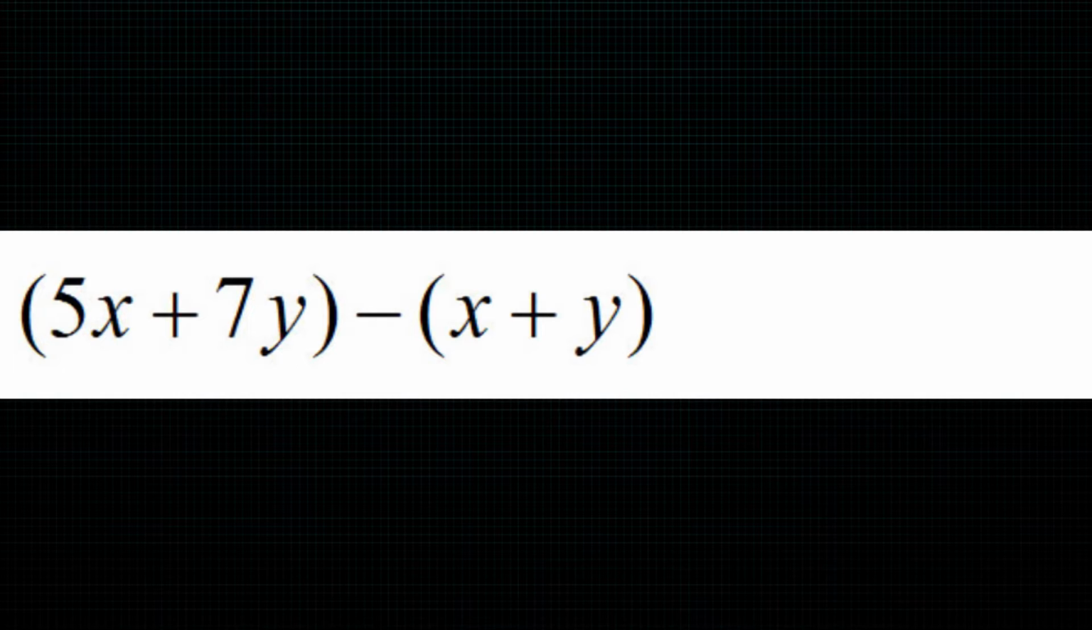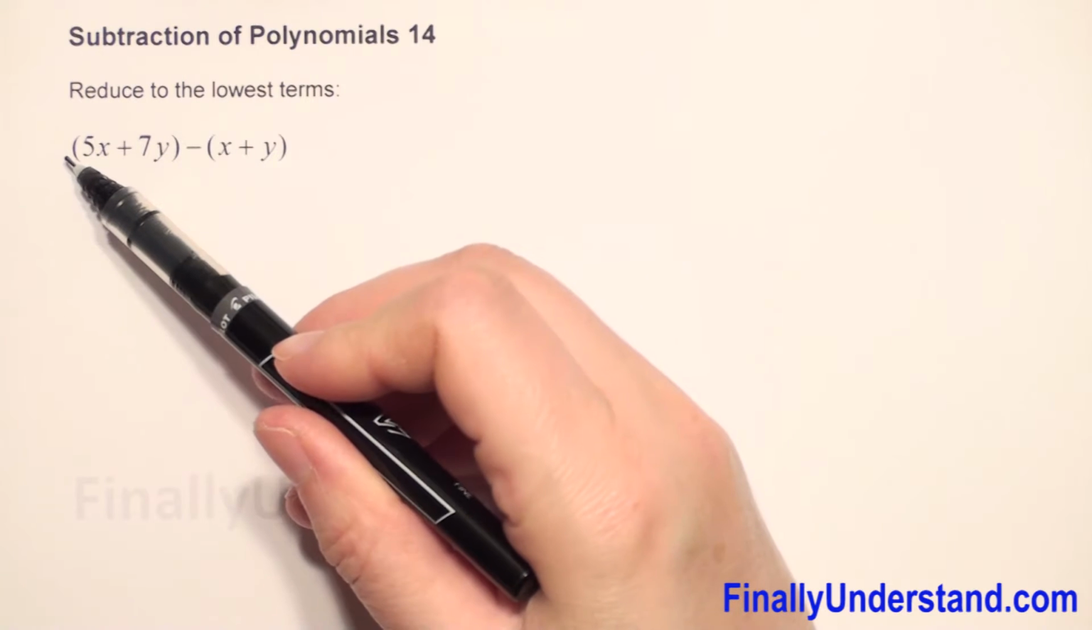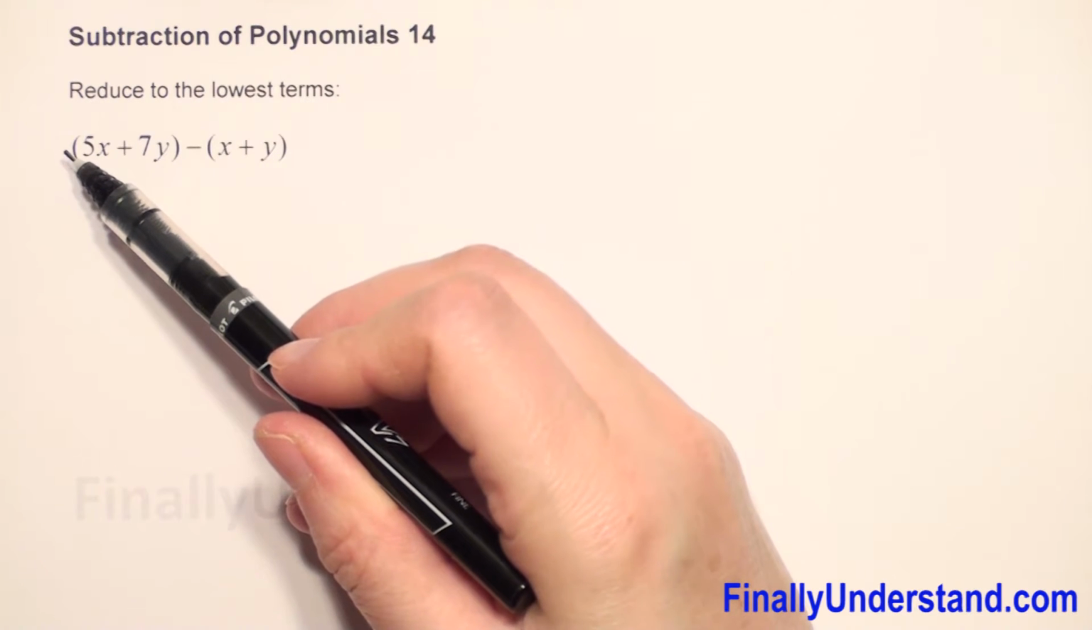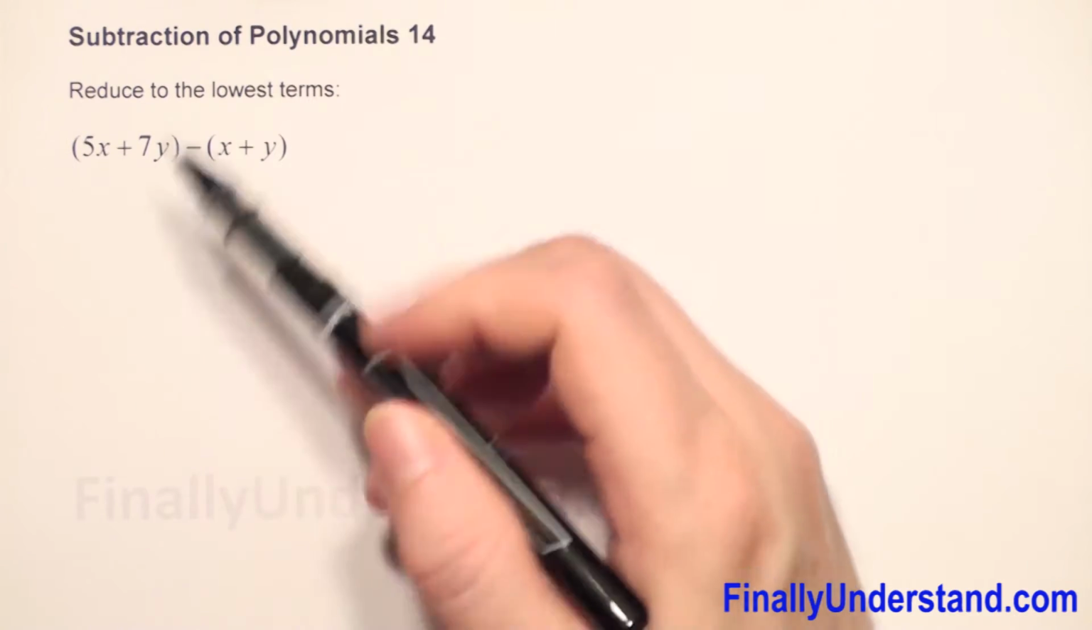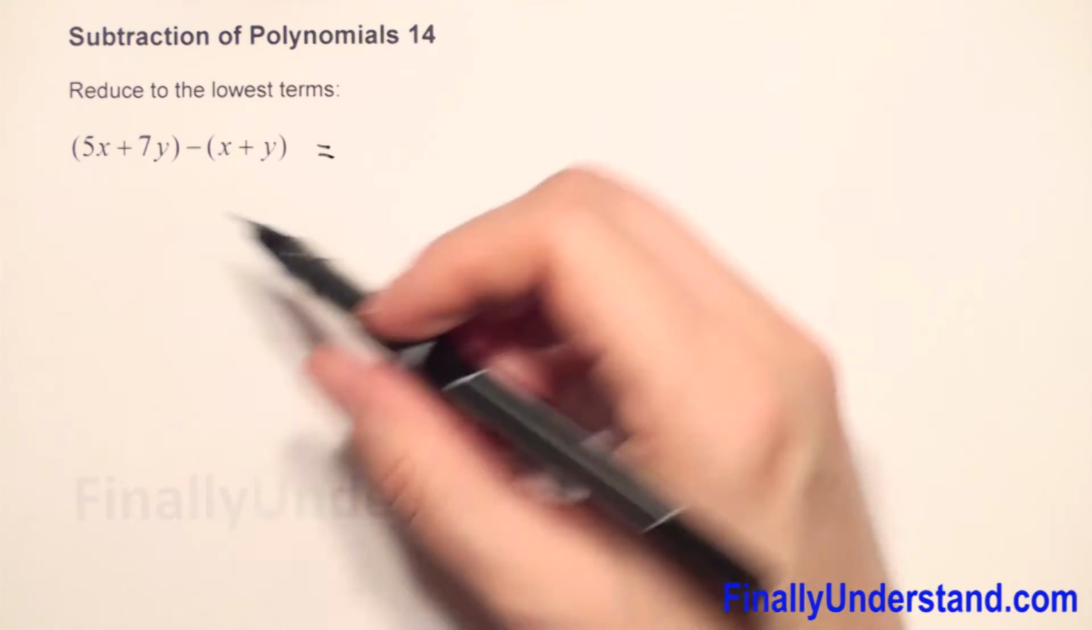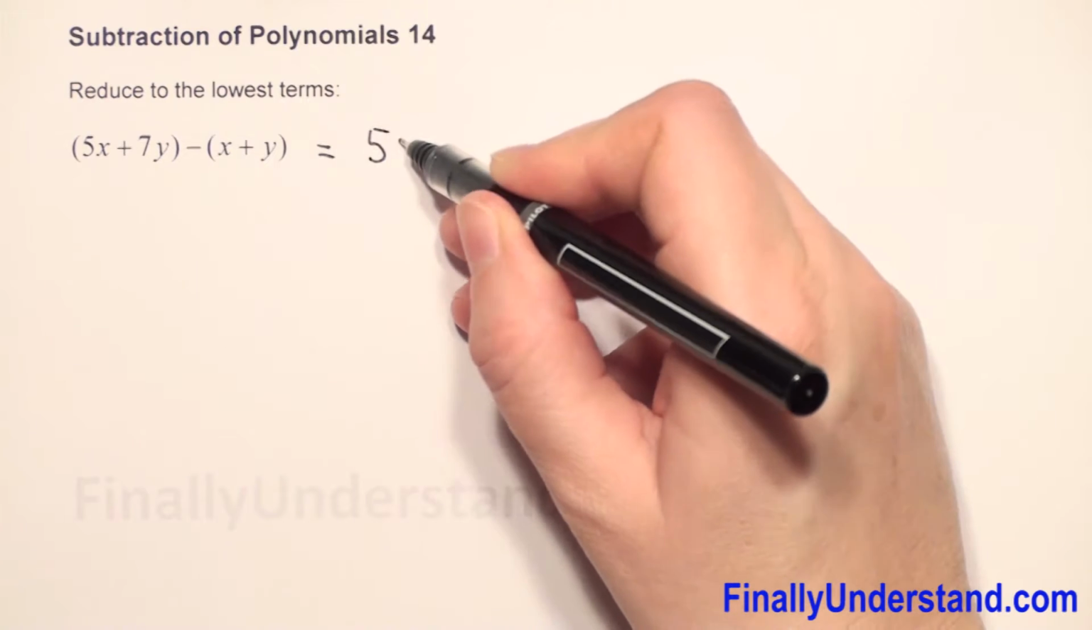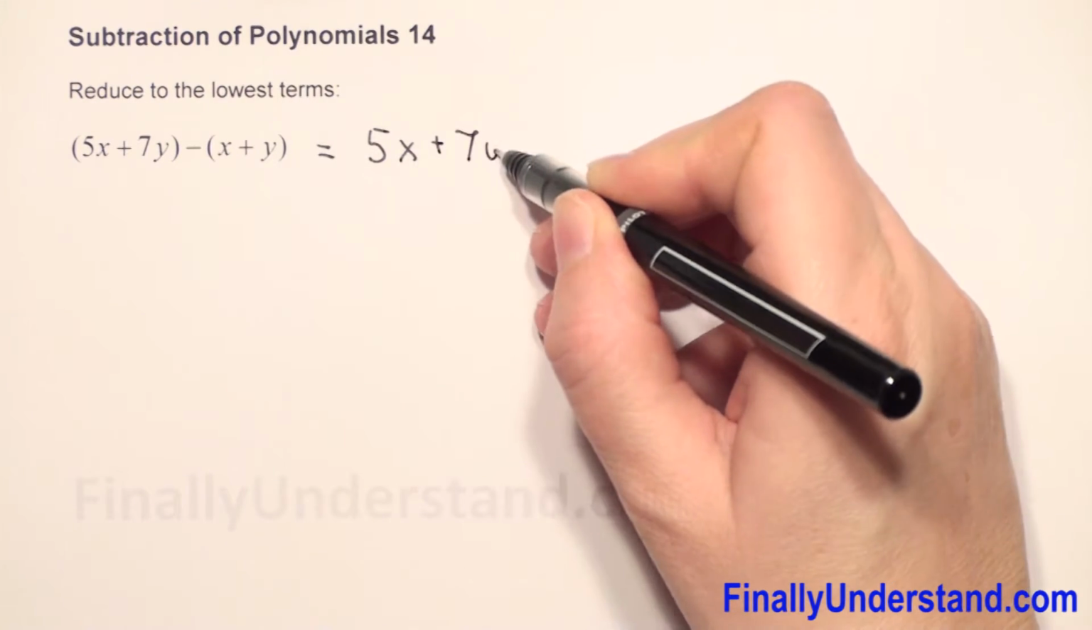We have subtraction of polynomials. First, we have to take down the parentheses. Before the first parenthesis, we don't have any sign. It means it's positive. When we have a positive sign, we just take the parentheses and copy whatever we have inside. We have 5x plus 7y.